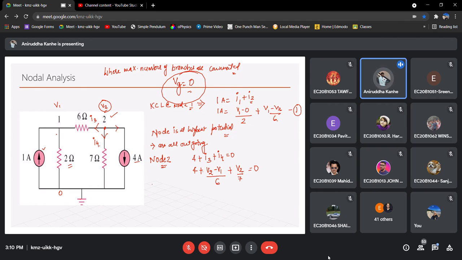So now how many unknowns are there? 2 unknowns, V1 and V2. And how many linear equations do you require? 2 linear equations, which are already there with you. So one can easily solve and find out V1 and V2. Please do this calculation and tell me what is the value of V1 and V2. And if you are facing any doubt in writing these equations, please let me know.